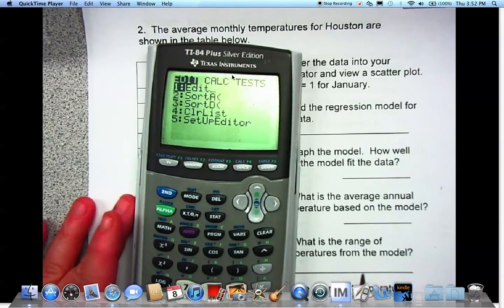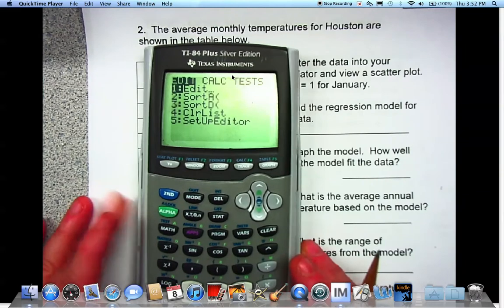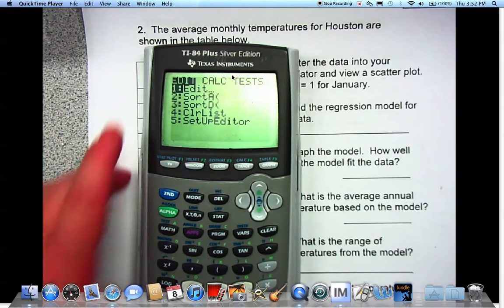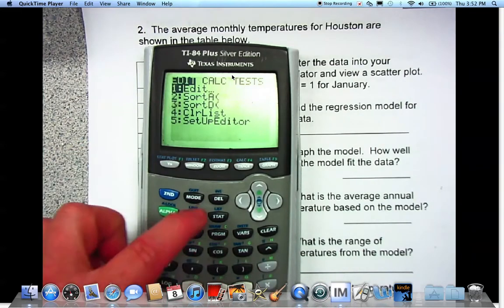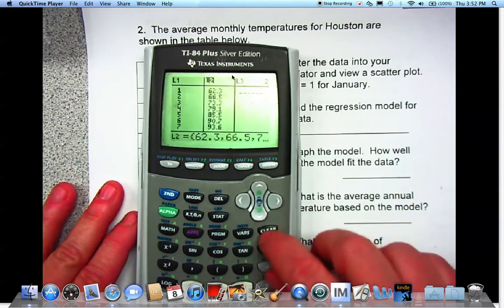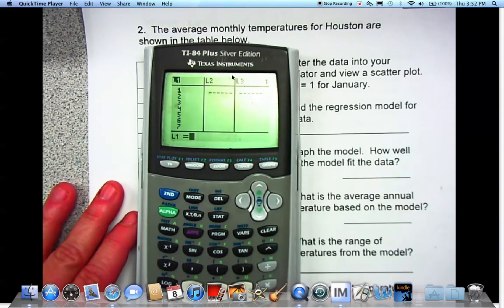But we're going to do it, instead of doing linear regression, we're going to do sine regression. It's all right. So press stat, go to edit. Does math just keep repeating itself? Yes. You figured that out. All the rules apply to everything.